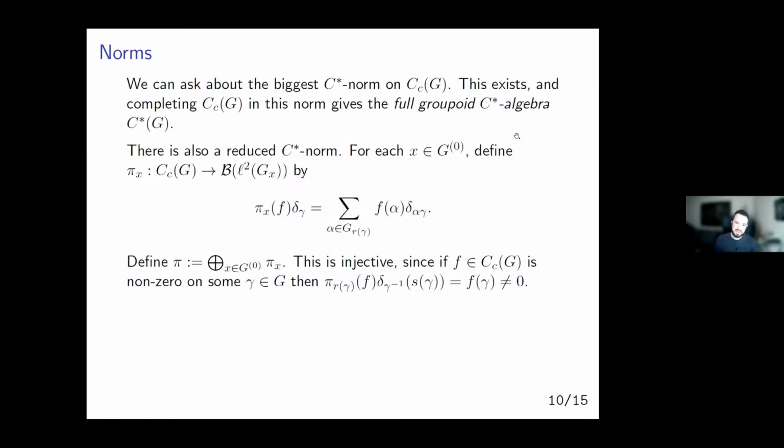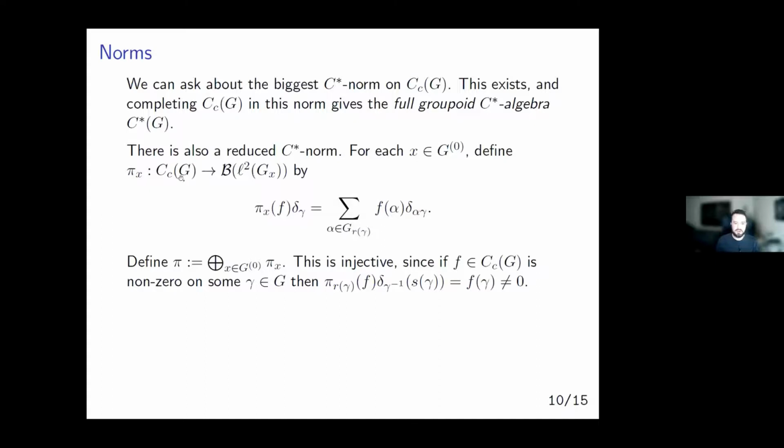There's also a reduced C-star norm. The way we get this reduced one is we define a bunch of very concrete representations. For each element x of the unit space, I'm going to look at the little L2 functions on the source fiber at x. And remember, since our groupoid is étale, this is a discrete set. So we just look at little L2 functions here.